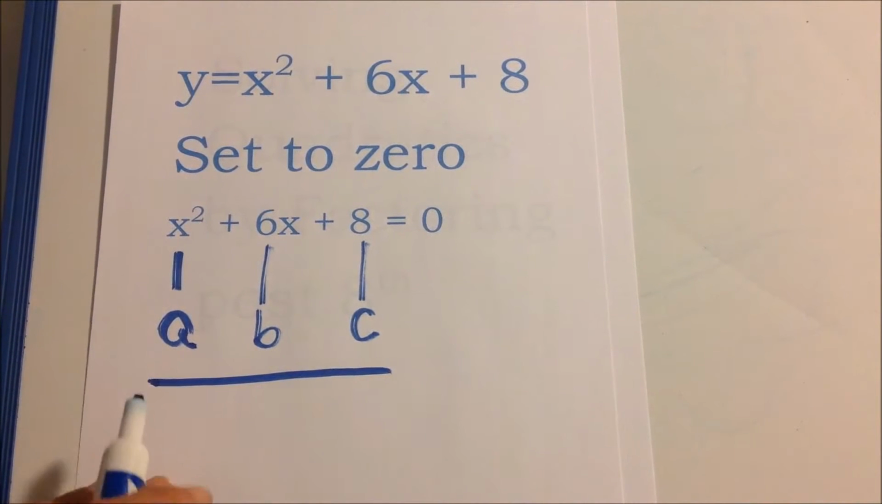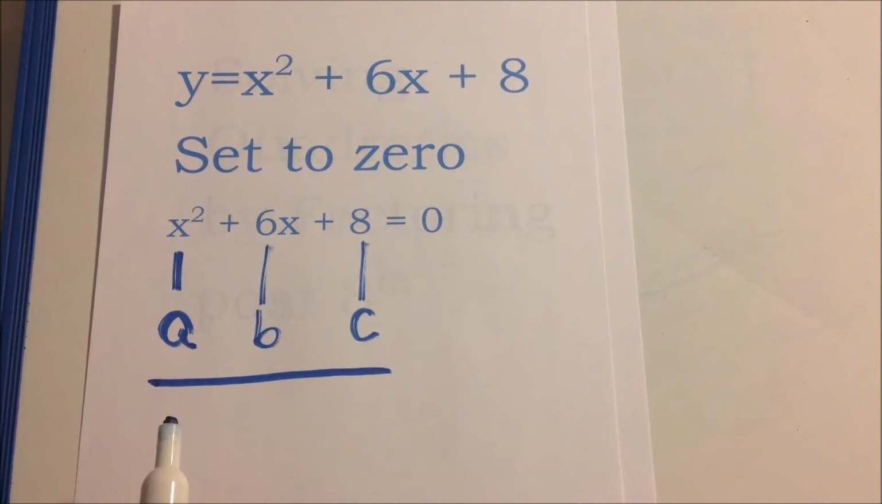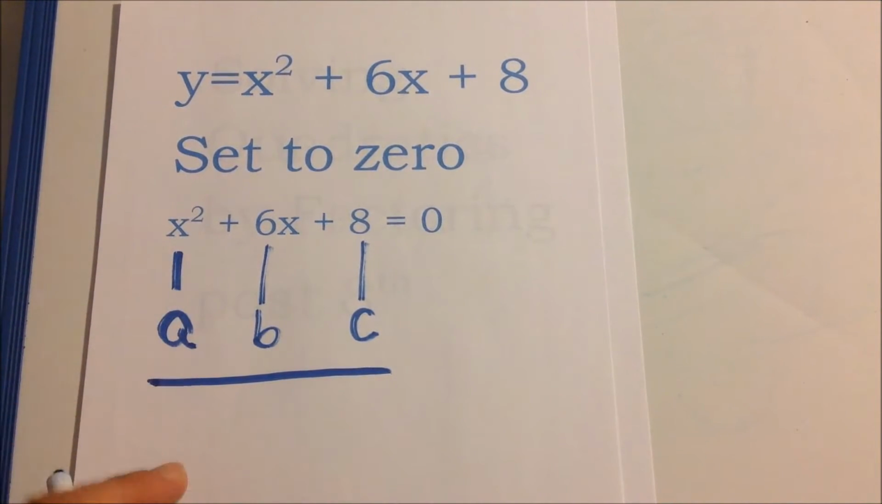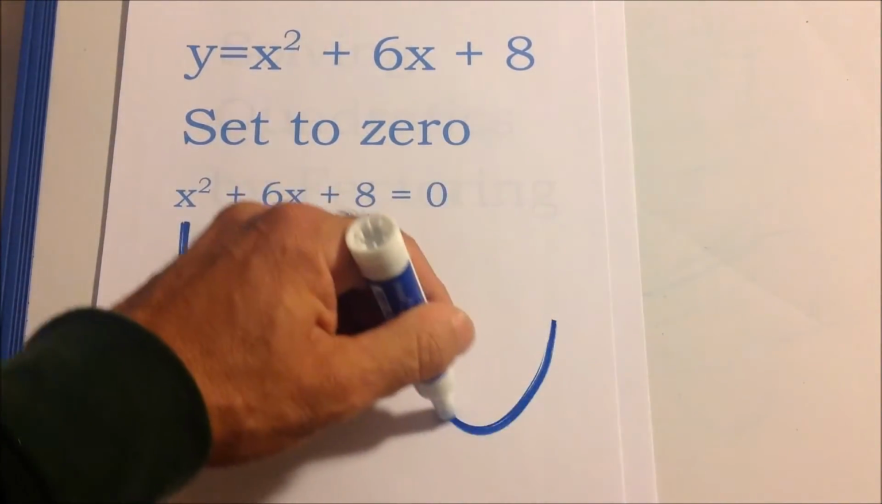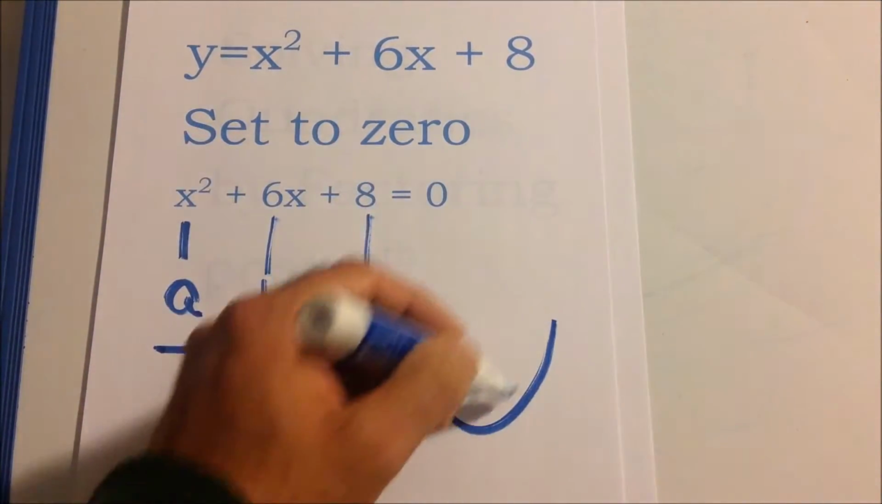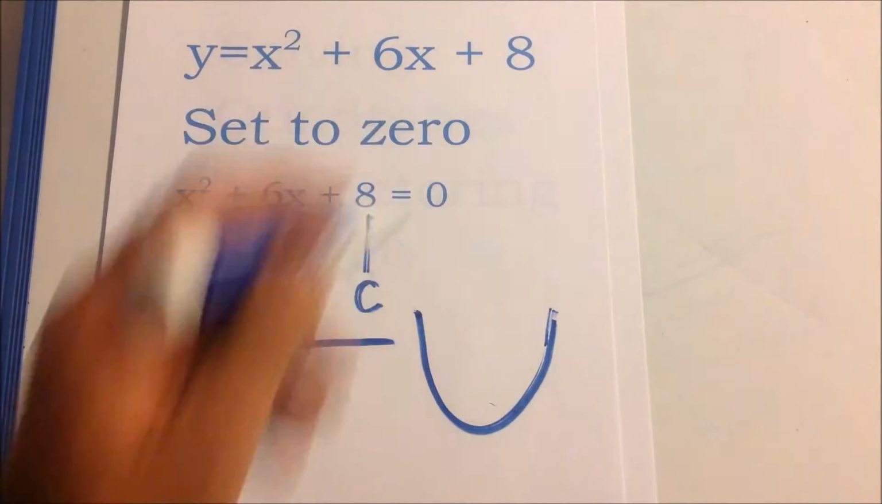Now we know, just by looking at this quadratic, if we want to review, that this is a positive quadratic, and the x is squared, not the y. So we know that this is positive. It'll look something like this. Generally, it's going to be facing upward.